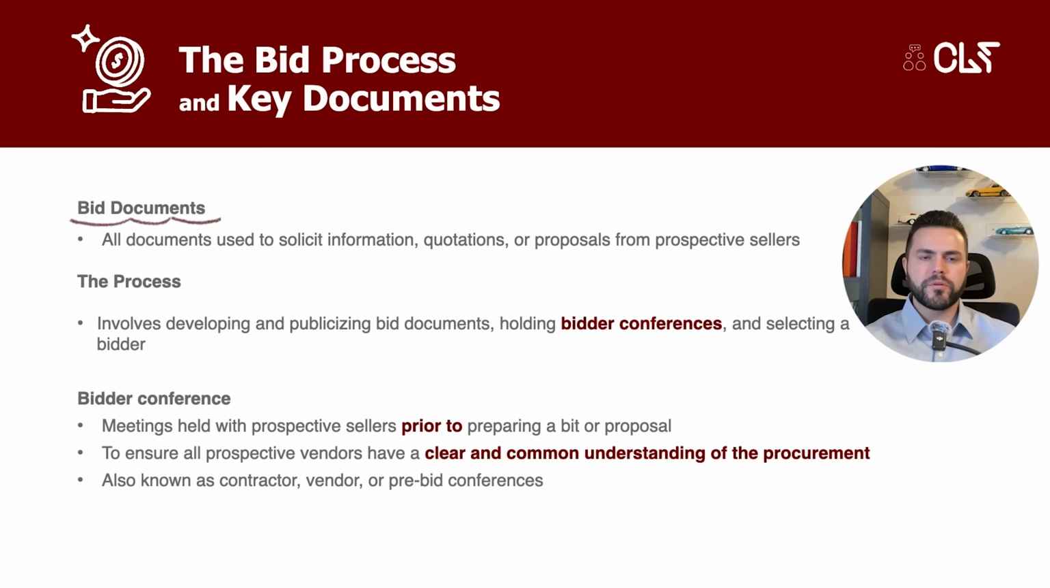Now that we've discussed the pre-procurement documents, let's move into the actual bid process and examine the key documents. The bid documents are all the documents used to formally solicit information, quotations, or proposals from prospective sellers. The overall process involves developing and publicizing these bid documents, hosting bidder conferences, and ultimately selecting a bidder. One important element in the process is the bidder conference, which are meetings held with prospective sellers prior to the preparation of a bid or proposal.